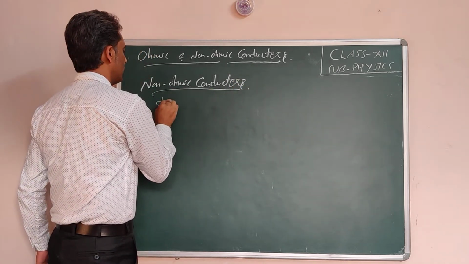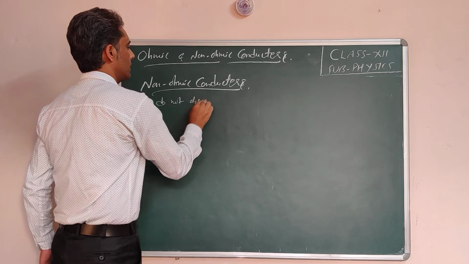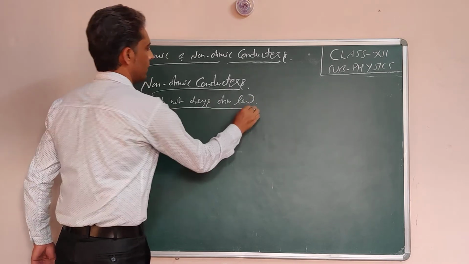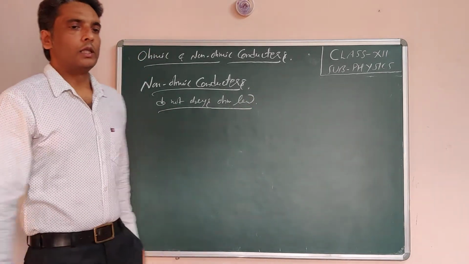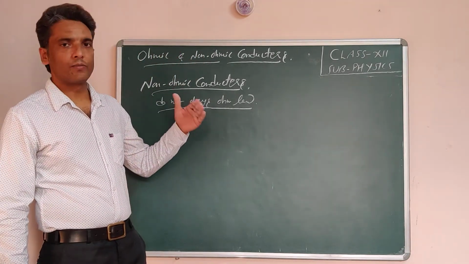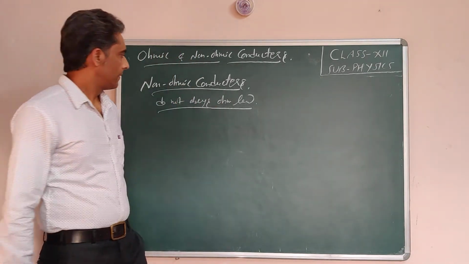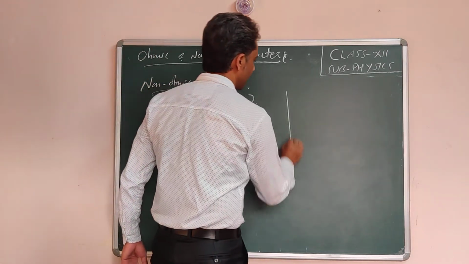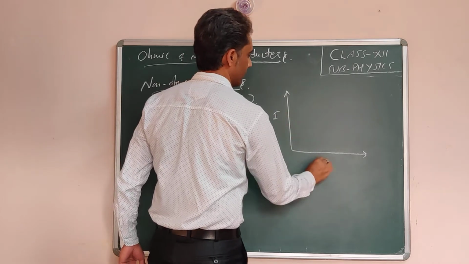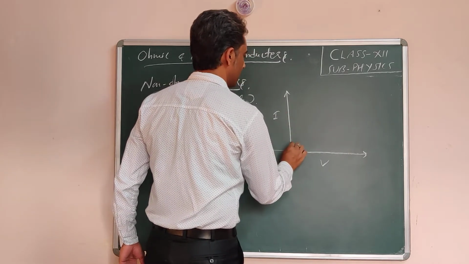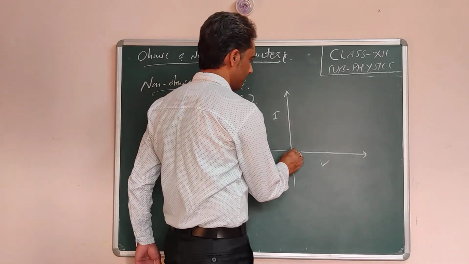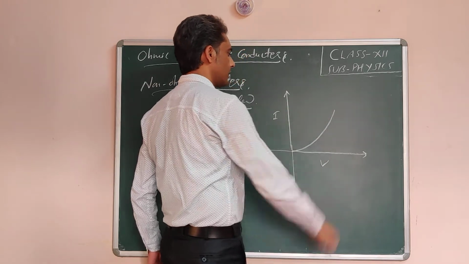Do not obey Ohm's law. Means in this case, the current flowing through the conductor is not proportional to the potential difference applied across its ends. So the graph between V and I will not be a straight line. For example, in case of semiconductors, the graph is curved, like this.